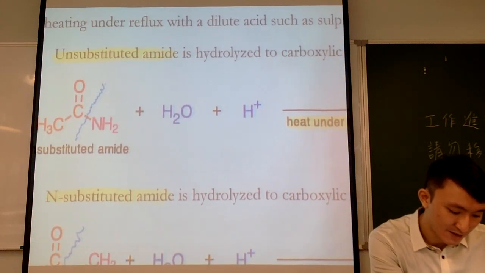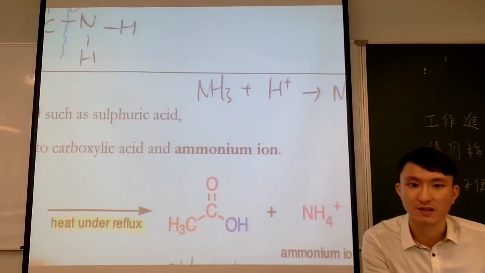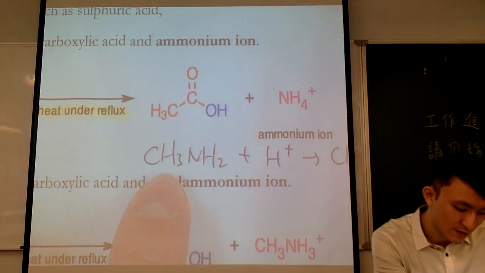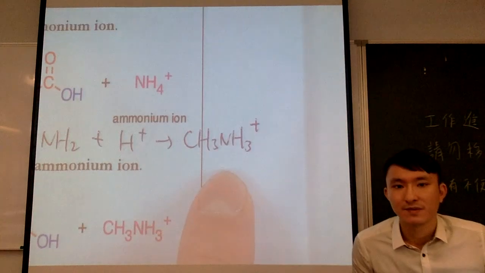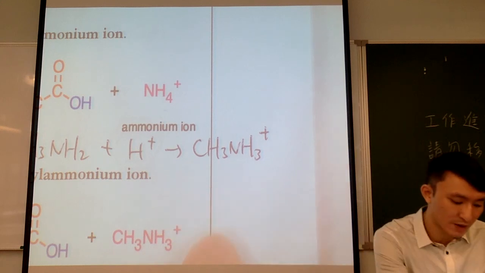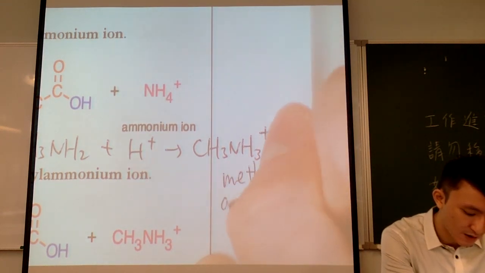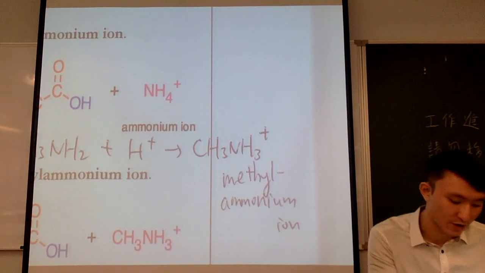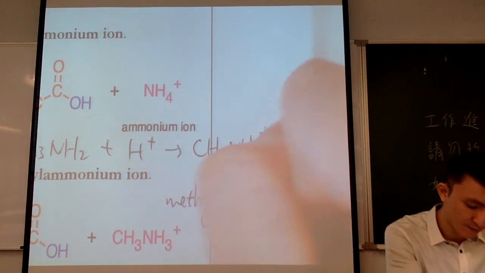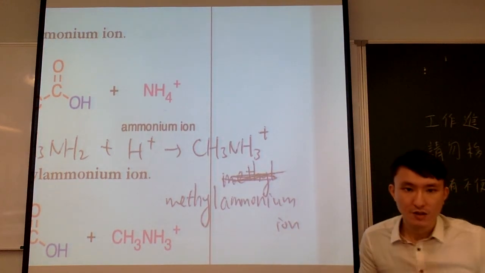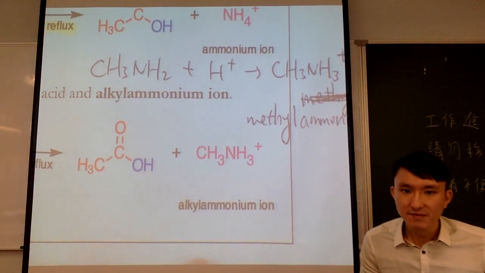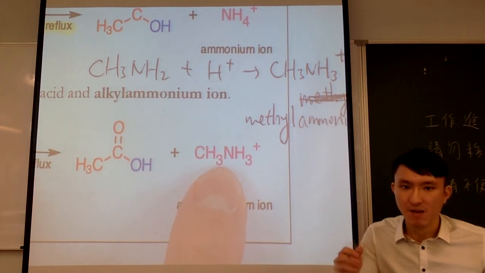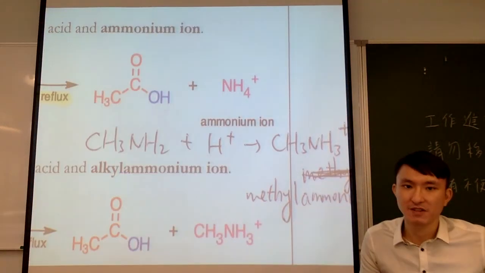So once you form methanamine, CH3NH2, it will react with H plus to form this one, the methylammonium ion. This is one word. I don't have enough space, so let me put it here. Methylammonium ion. So this is the product, and we call this one alkylammonium ion. This is the general name. In this case, the specific name is methylammonium ion. Actually, it shares a very similar concept.